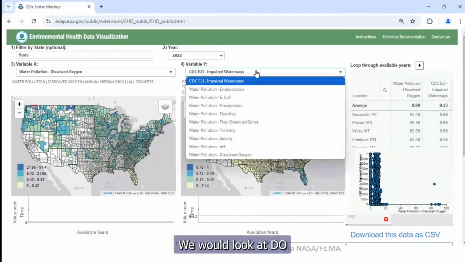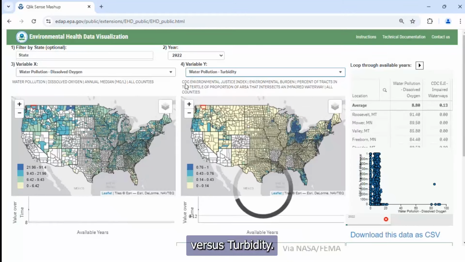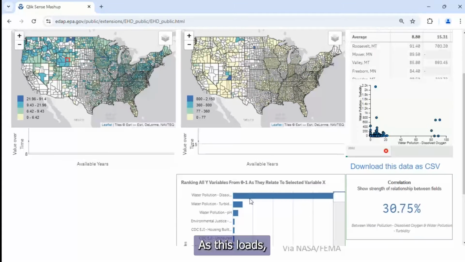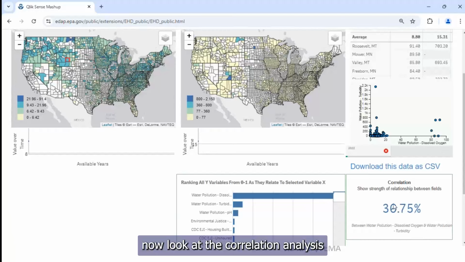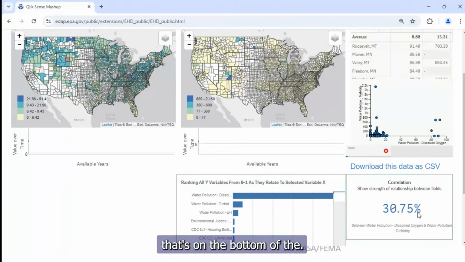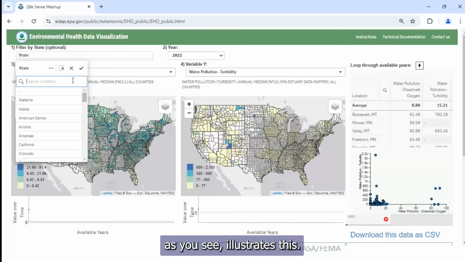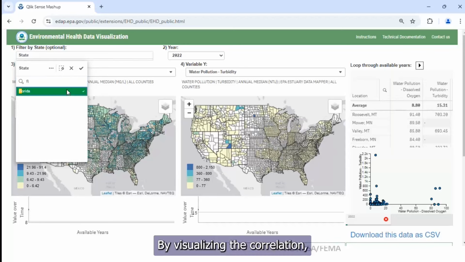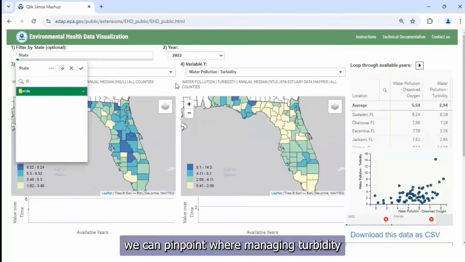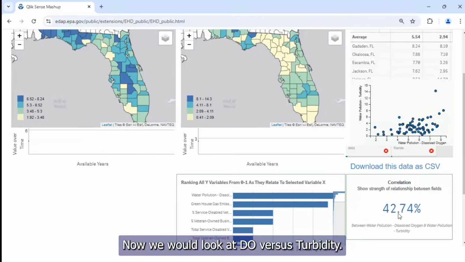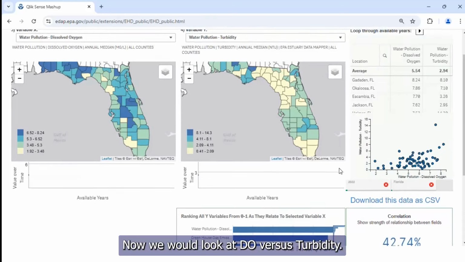Now we would look at DO versus stability. As this loads, we will now look at the correlation analysis that's on the bottom of the page. And moving on, we'll look at this relationship between DO and turbidity, and the correlation analysis, as you see, illustrates this. By visualizing the correlation, we can pinpoint where managing turbidity could improve oxygen levels, supporting healthier ecosystems. Now we would look at DO versus turbidity.